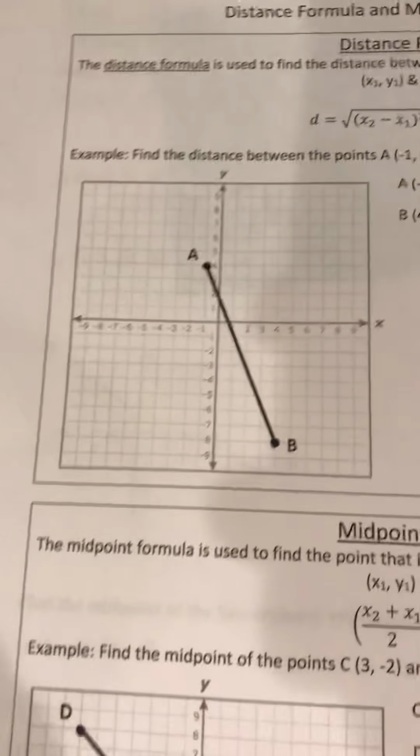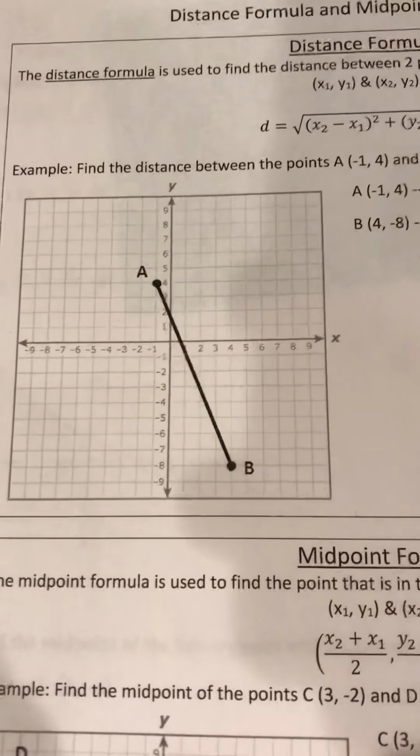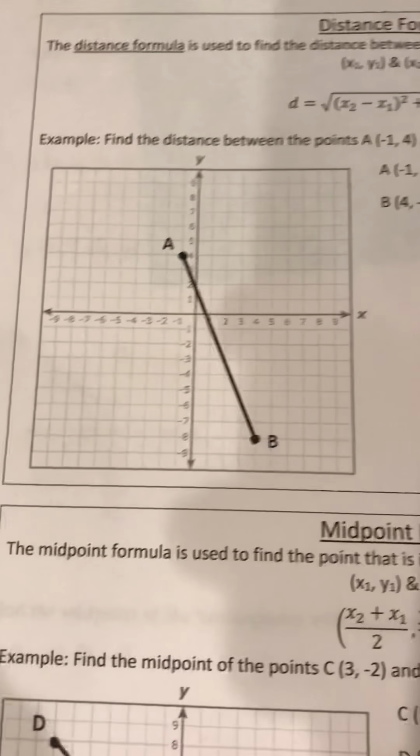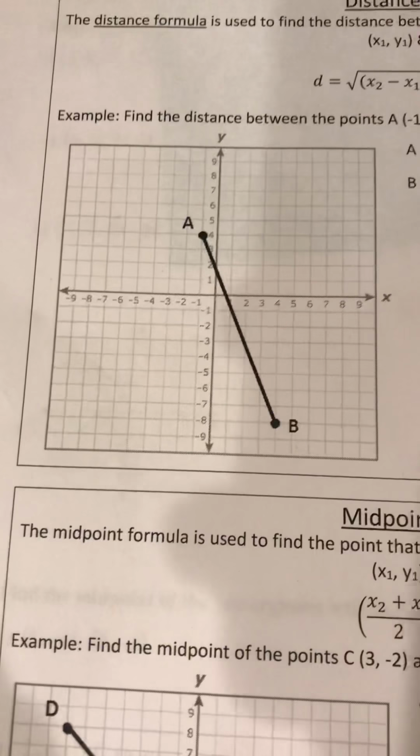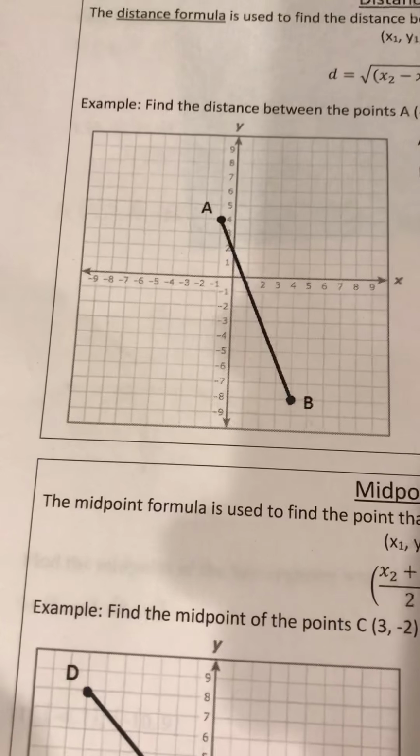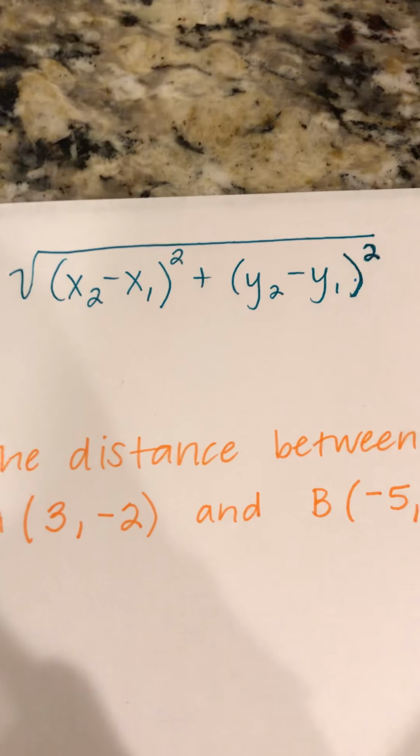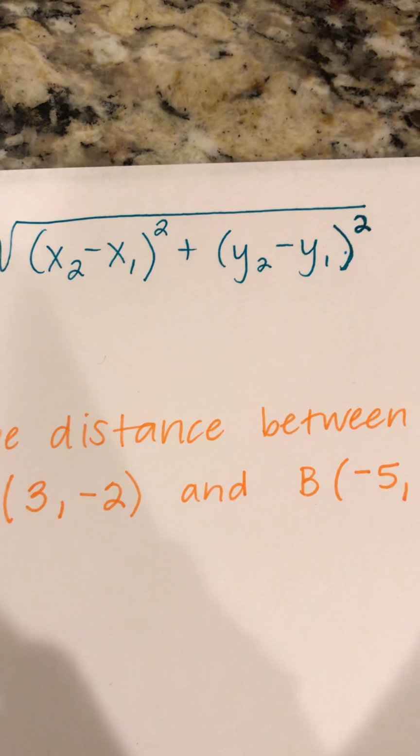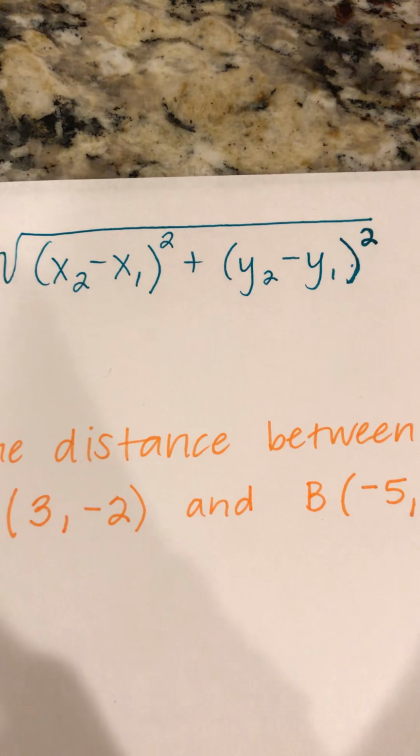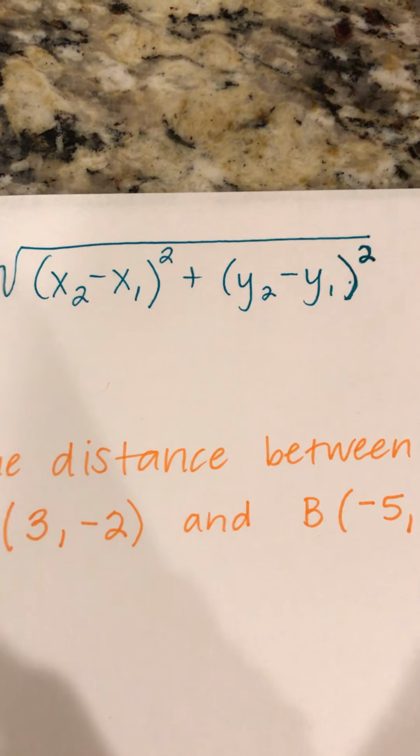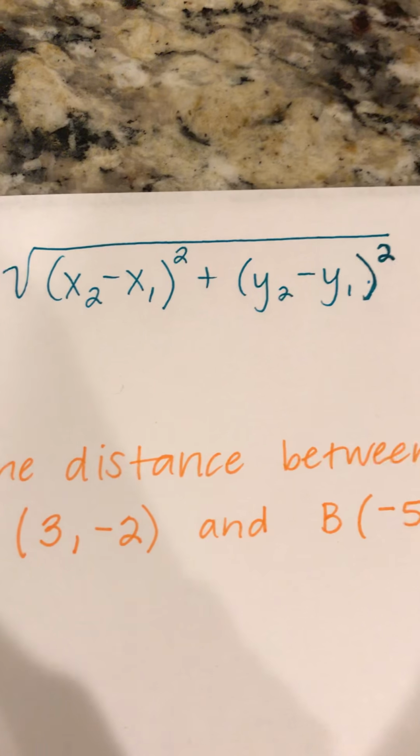Now, last year you all learned about the Pythagorean theorem, which you may or may not remember. But the distance formula actually comes from the Pythagorean theorem. And the distance formula is this. D for distance equals the square root of (x sub 2 minus x sub 1) all squared plus (y sub 2 minus y sub 1) all squared.